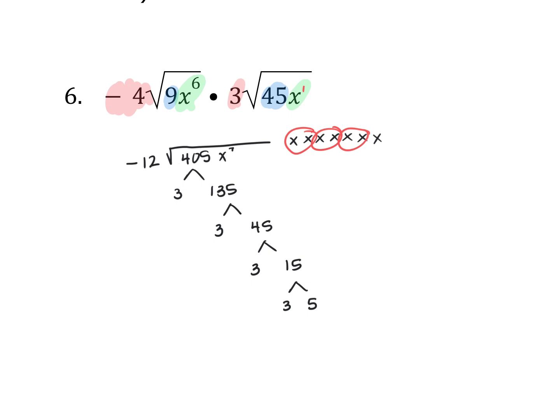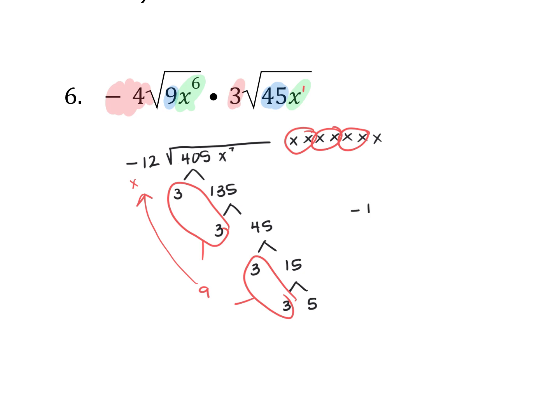I'm going to find my pairs. So I have a pair of 3s and a pair of 3s. Both those 3s come out. You multiply them together, they turn into a 9. So 1 3 and another 3 is going to be a 9. We're going to take that 9 and multiply that by negative 12. And you get 108, negative 108.